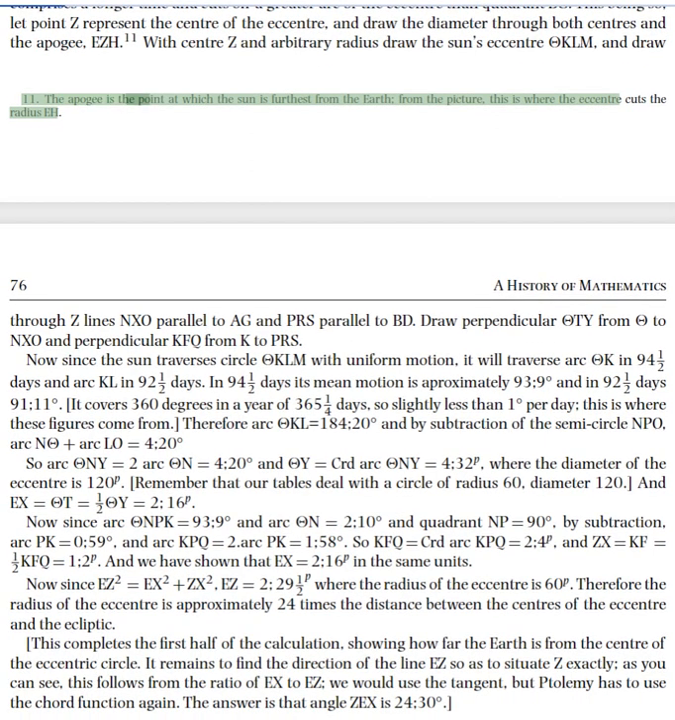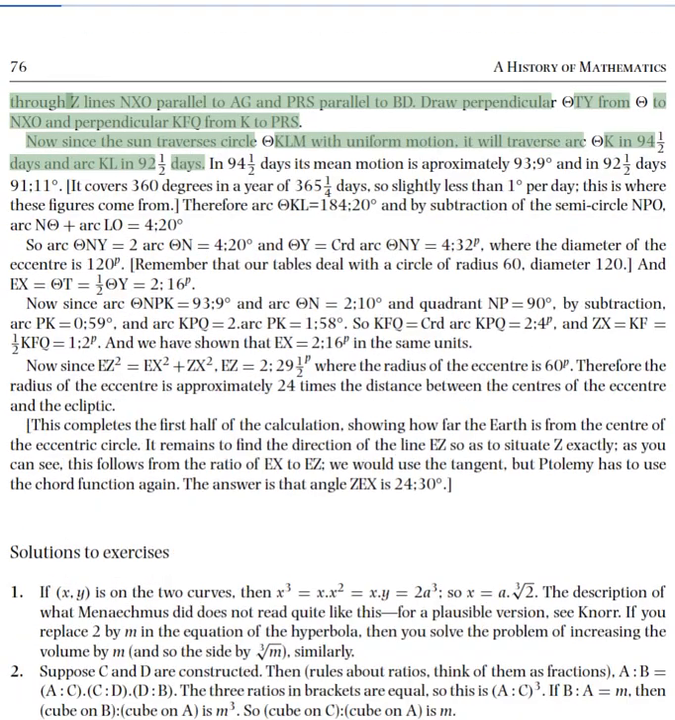The apogee is the point at which the sun is furthest from the earth. From the picture, this is where the excenter cuts the radius EH. Through Z draw lines NXO parallel to AG and PRS parallel to BD. Draw perpendicular TY from T to NXO and perpendicular KFQ from K to PRS.